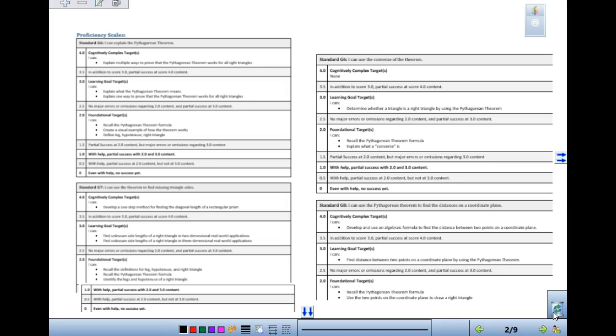Standard G6, if you're looking at that one. Remember what you read in the 8th grade standard? The converse. So, that's really the main thing. Just knowing it isn't going to help you. You've got to be able to apply it. And when we look at that, page 13 in your notes is where you might want to look. And then that last one, I can find the distance between 2 points on the coordinate plane.